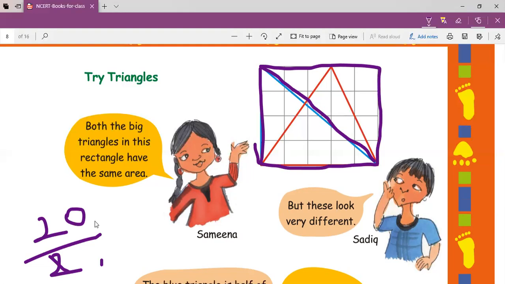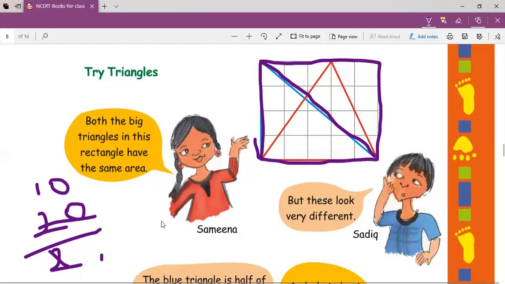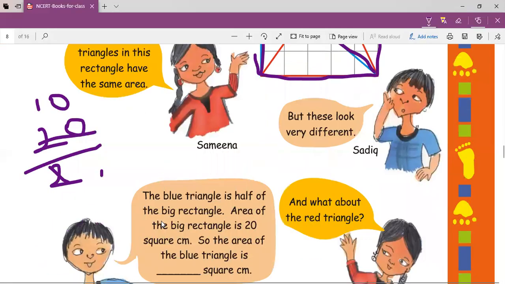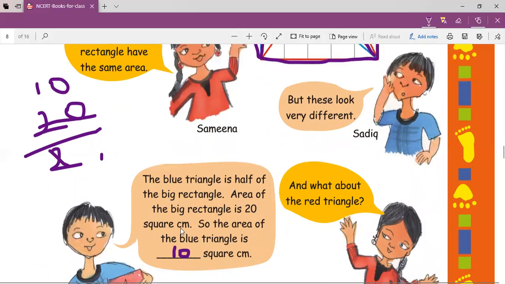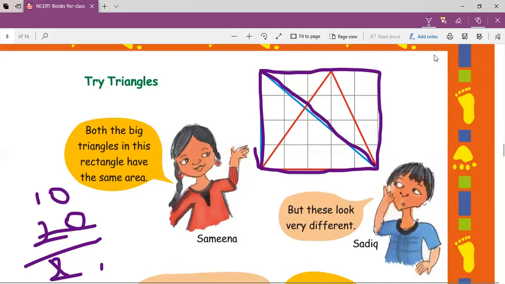2 ones are 2, 2 tens are 20. Understood? So what is the area of half of the rectangle? The area of the blue triangle is 10 square centimeters. Understood how I found the 10 square centimeters? Because the blue triangle is half of that rectangle, that's why.